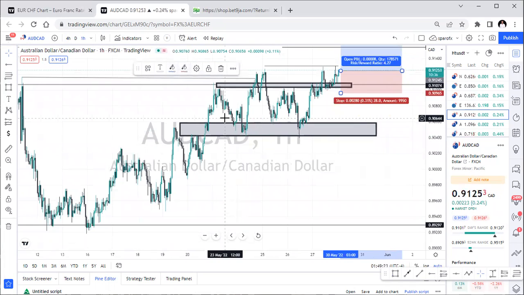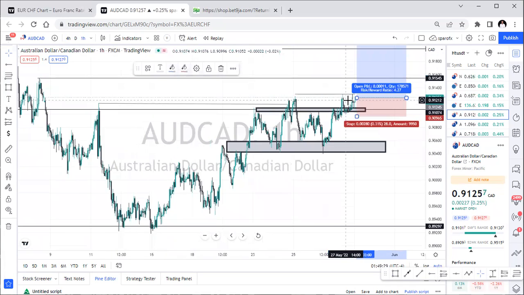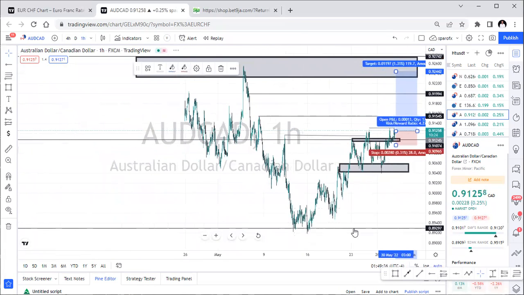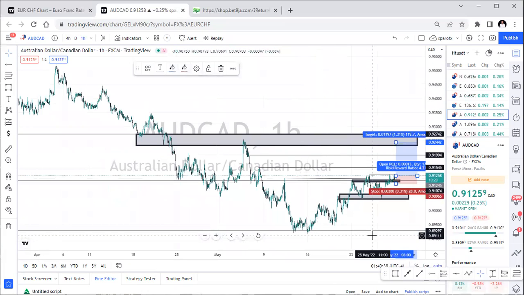So I'm currently bullish on AUDCAD. If the market takes us out from here, we'll be eager to take our long position from here until this very low has been taken out. That's when we'll be considered to be bearish.